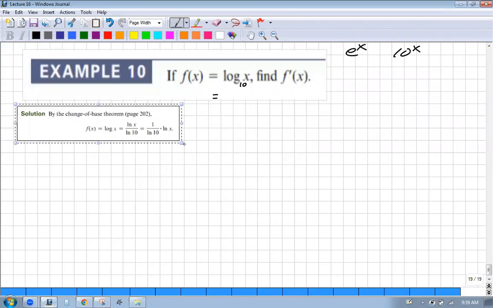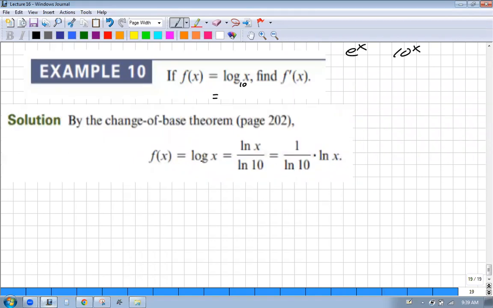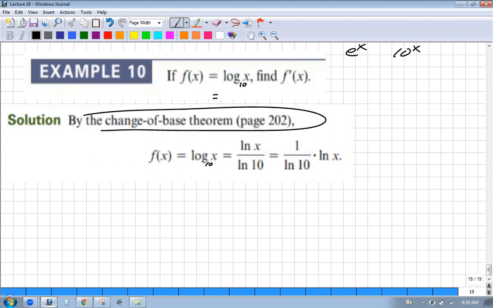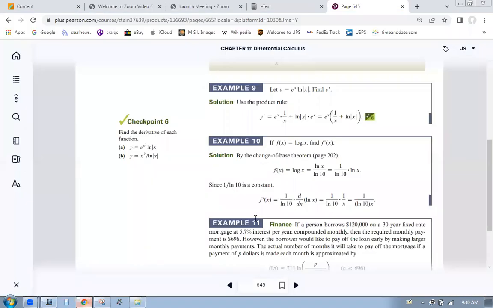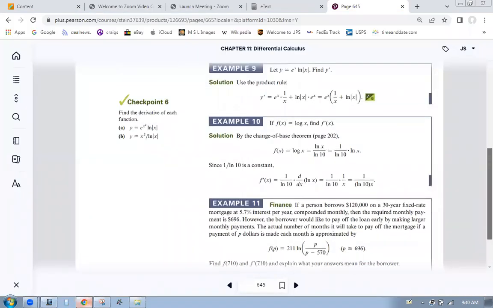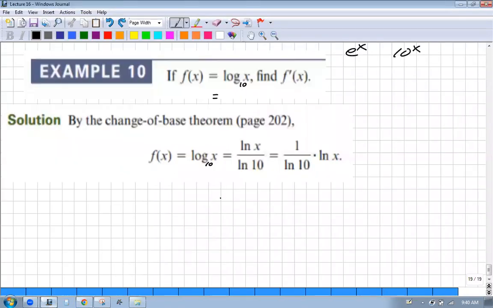Here's their trick. Log base 10 of x is natural log of x divided by natural log of 10. Oh, change of base theorem on page 202. I have 10 minutes. I don't want to get into it. How can we do this though?